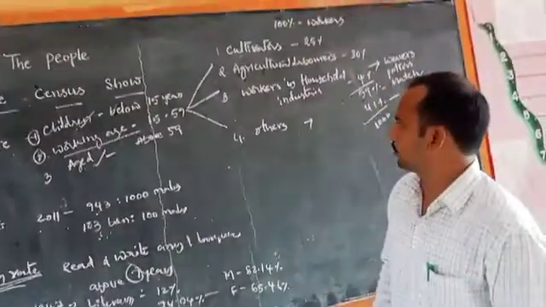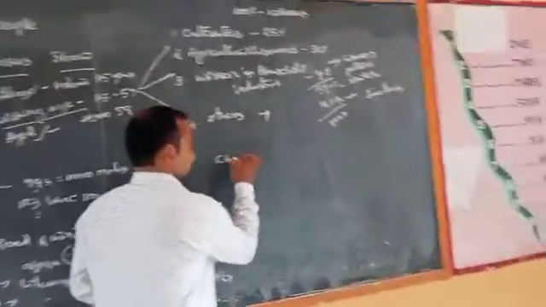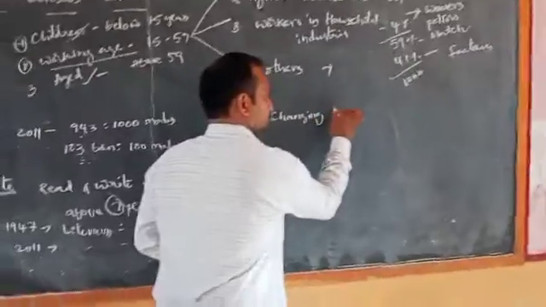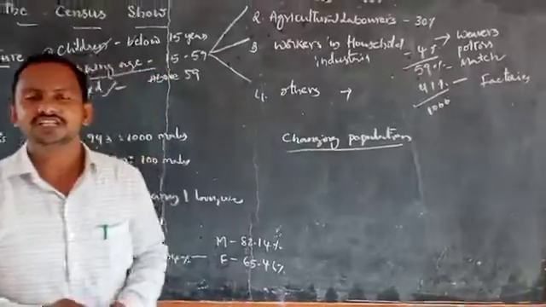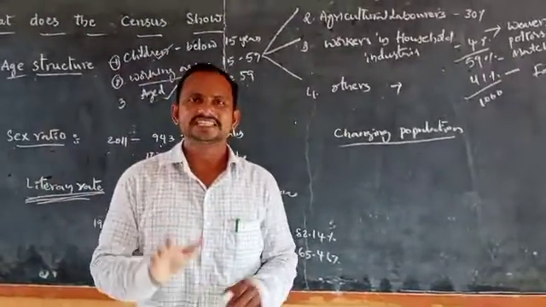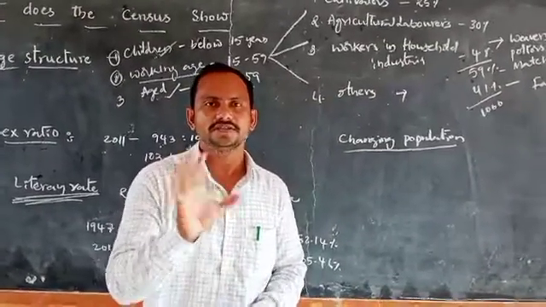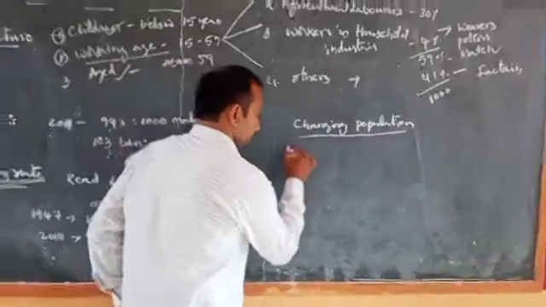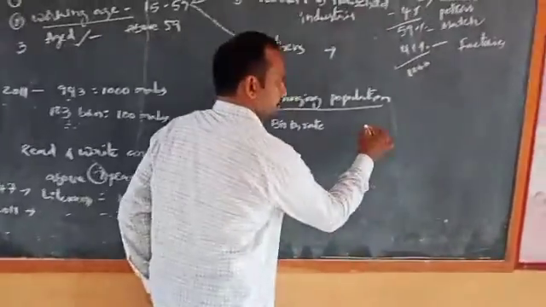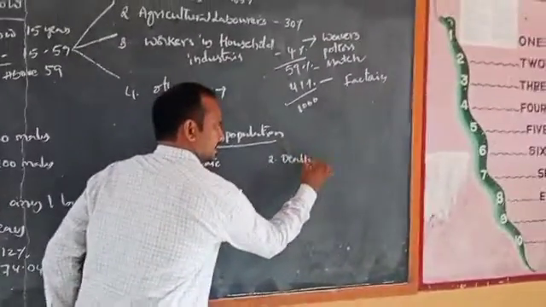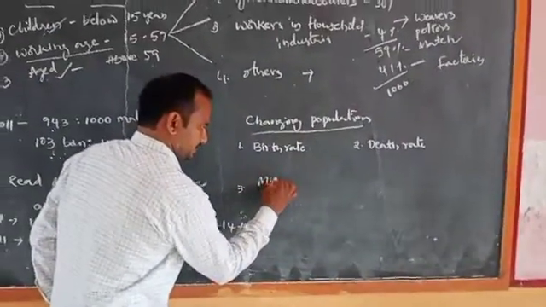Now I am going to explain the other thing to you, that is the change in population. Population never remains the same. It changes from time to time. The population changes depending upon three factors. One is birth rate, another one is death rate, and the third one is migration.